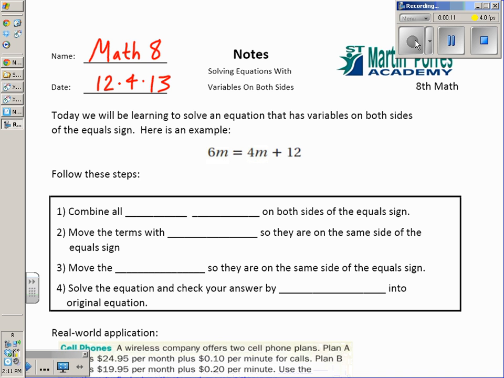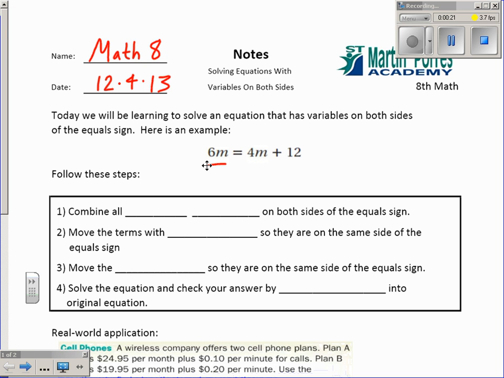All right, today's math notes are going to be regarding when you get an algebraic equation that has variables on both sides. As you can see in our example, 6m is on the left side of the equation, and we have a 4m on the right side, and we're going to learn how we deal with those kinds of equations. So I'm going to list out the steps first.